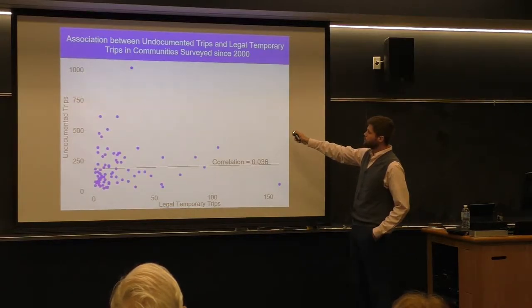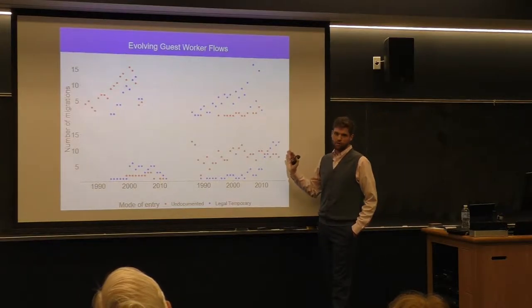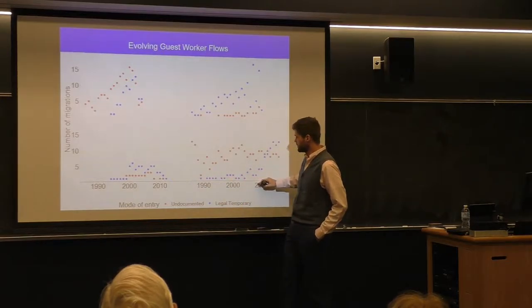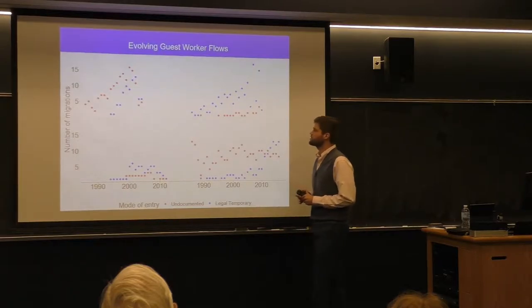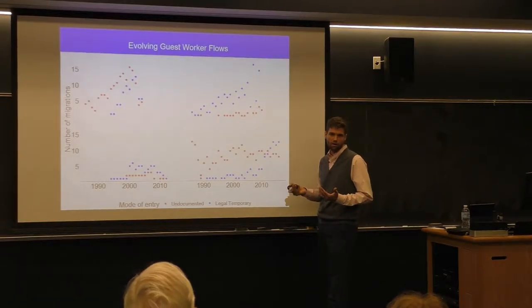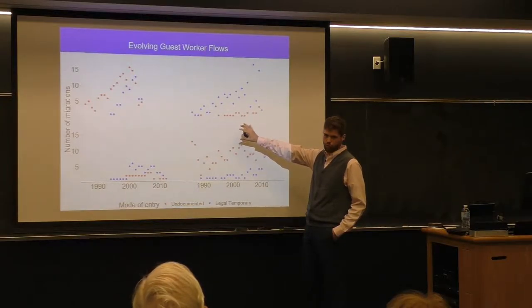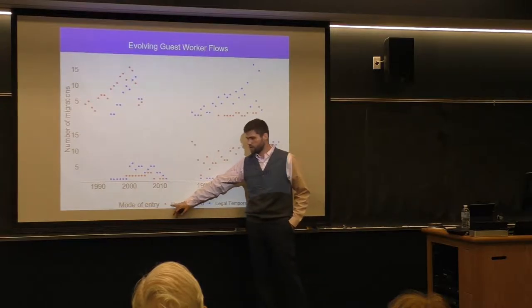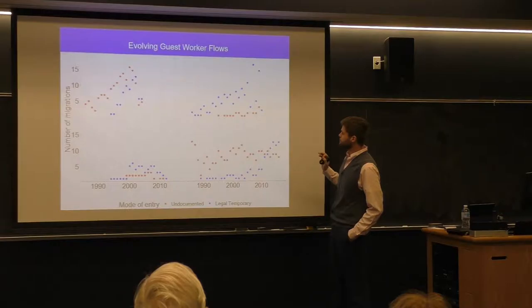So next, this is community level correlations, and this is showing the number of trips taken in a given year. The x-axis is the year, and each dot is a community's number of trips in that year, just to get a sense of how these patterns evolve. And here, these are the four communities with the largest guest worker flows, with guest worker trips in blue and undocumented trips in red. And there are two things I want to highlight in these trends.